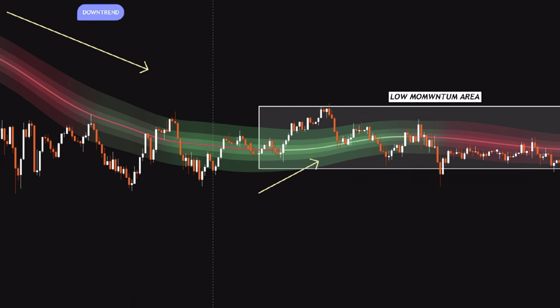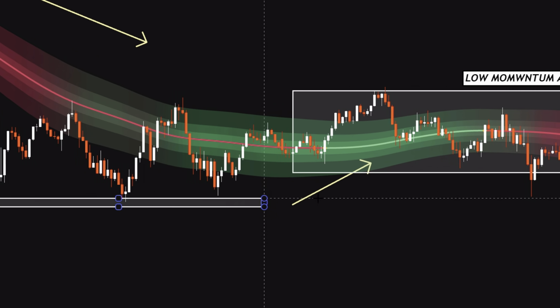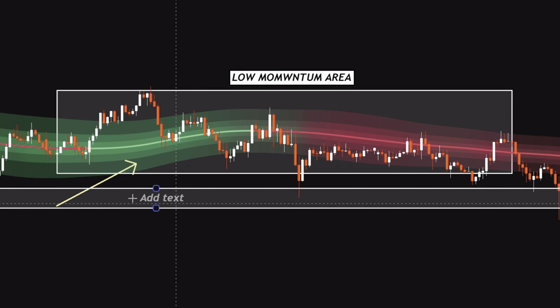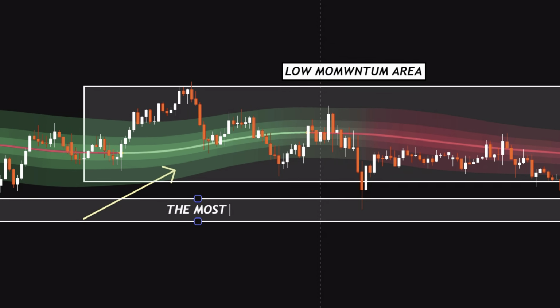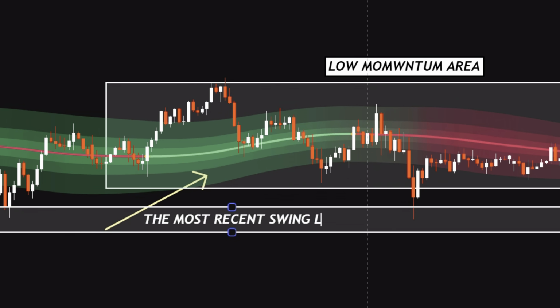The next step is identifying the most recent swing low that formed before the pullback began. This level becomes our decision point. As long as that swing low remains intact, the pullback is still active. The market has not proven that sellers are back in control. So again, we wait. Eventually, price closes below the swing low.